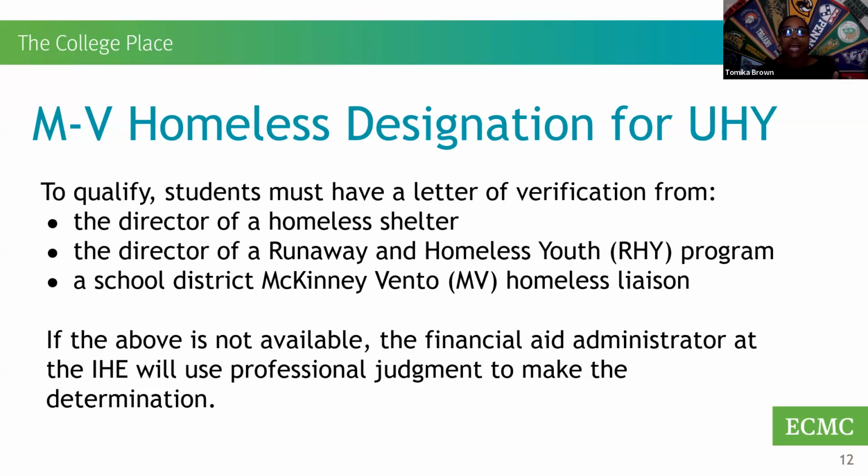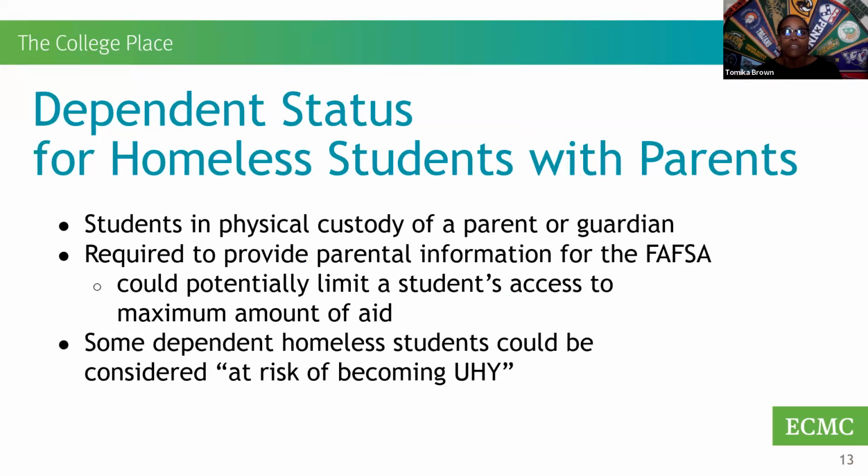If a student's not able to get a letter from one of the people who's listed here, the financial aid administrator can use professional judgment to make a decision about whether or not the student will get the automatic independent status. But students who are homeless but accompanied by their parents, or students who, for whatever reason, aren't able to get that automatic independent status, are still considered to be dependent students and will have to provide parental information for their FAFSA.